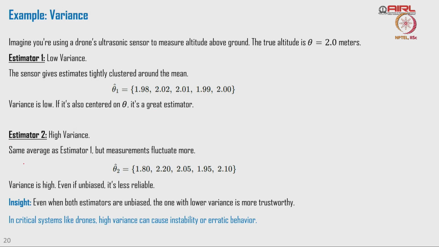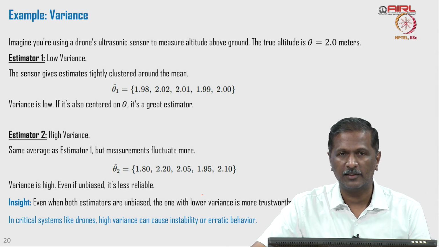If I talk about high variance, let us say I am using an average as an estimator. Then sometimes it gives me 1.8, 2.2, 2.05, 1.95 and 2.0, which means the variance is high. Even if it is unbiased, it is less reliable. Even when both estimators are unbiased, the one with low variance is more trustworthy. In many critical systems, we do not want high variance. High variance causes instability or unpredictable behavior. So even if you have a bias, that is fine, but my variance should be low. That is very important.